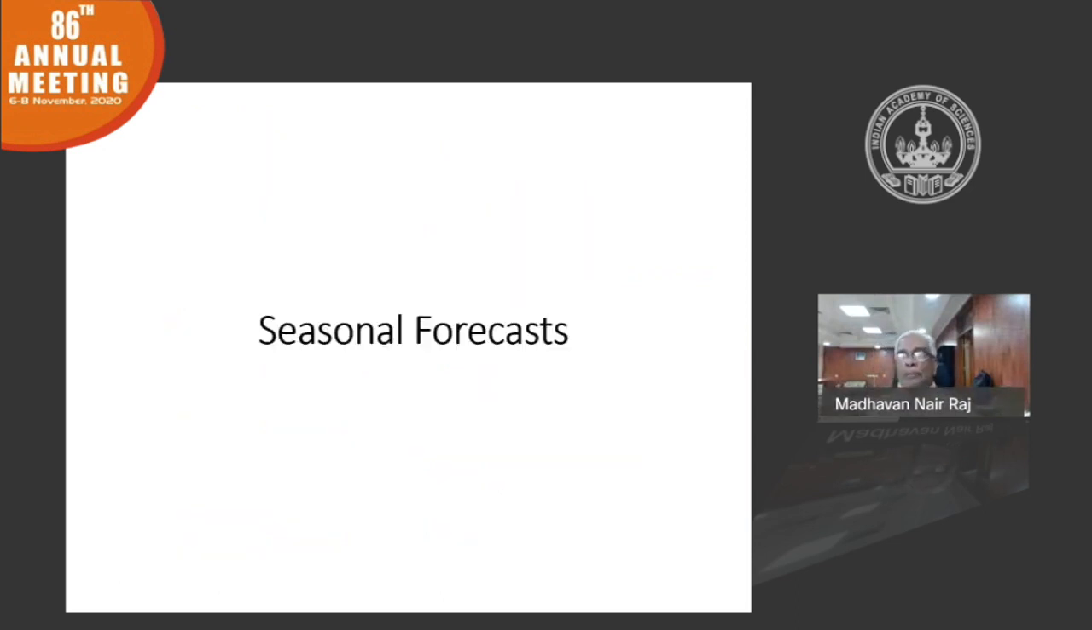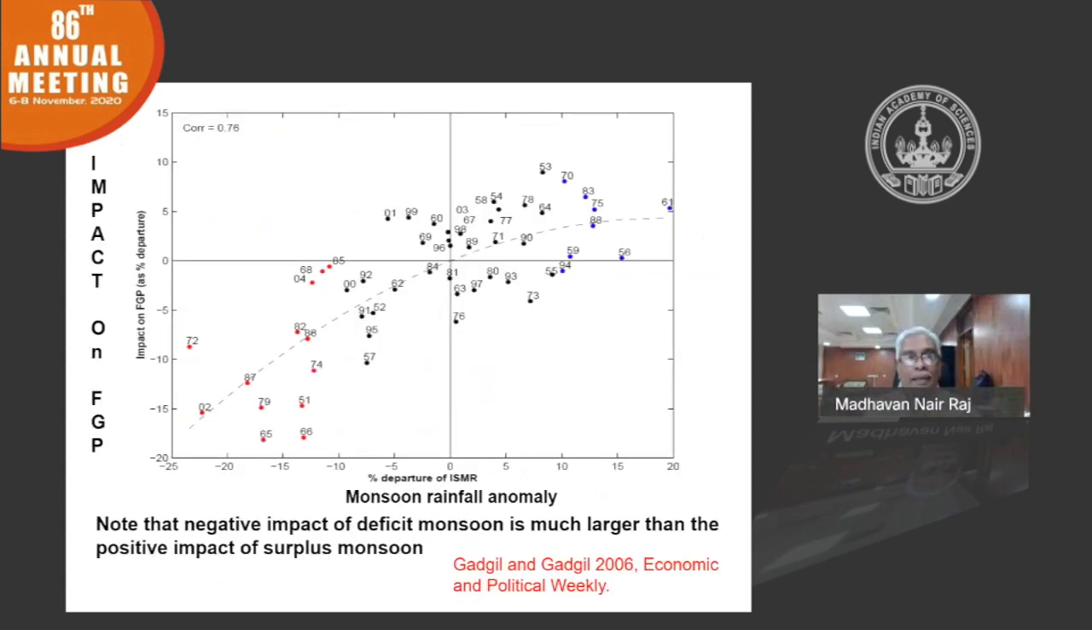And seasonal forecast is pretty well known, very popular. And as all of us know, our agriculture production in this country depends on monsoon rainfall. This is a very famous result of Gadgil and Gadgil 2006, which shows that the impact on food grain production in this country completely depends on monsoon rainfall anomaly. A large negative anomaly can bring down the food grain production very substantially. And of course, this relationship is not really linear. It is a little non-linear. On the right-hand side, you can see it gets a little plateaued. But the message is that food grain production completely depends on monsoon rain.